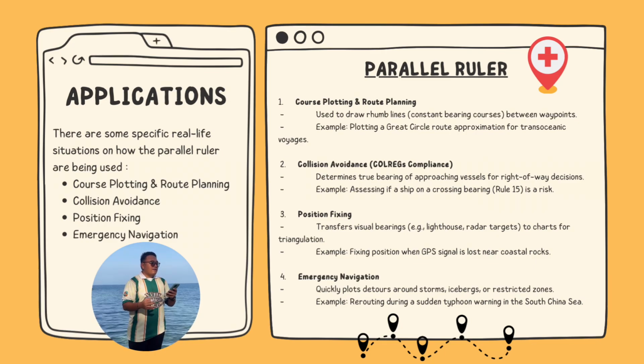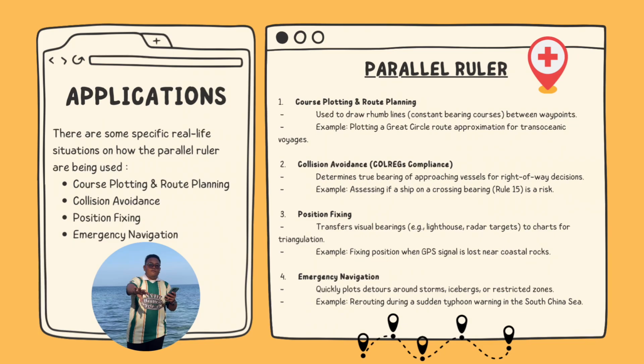For the third one, we have position fixing. Position fixing means it will transfer visual bearings, for example of a lighthouse, and also radar bearings, then to the chart for triangulation.